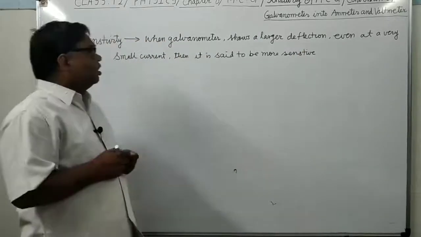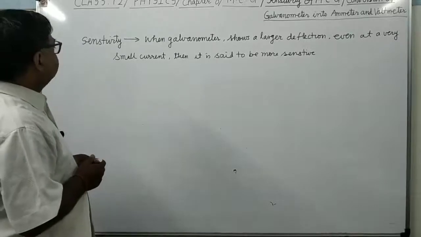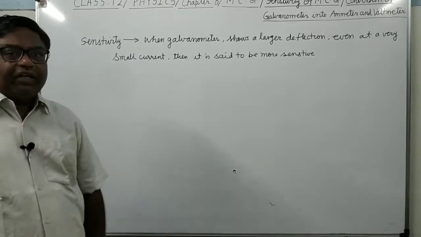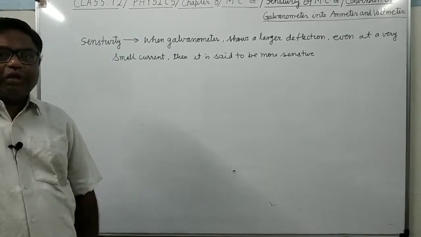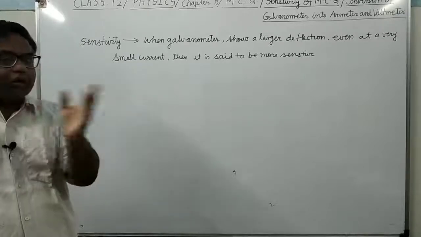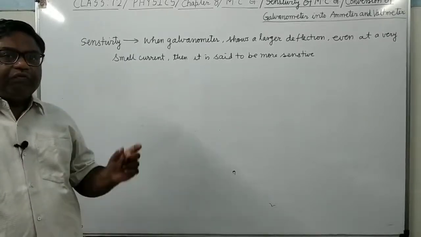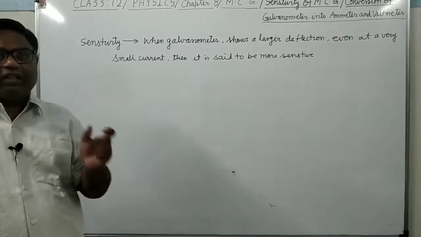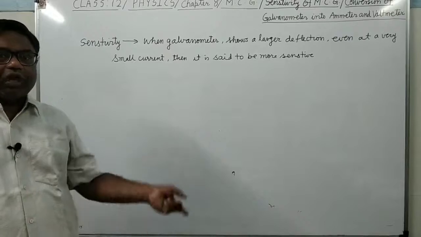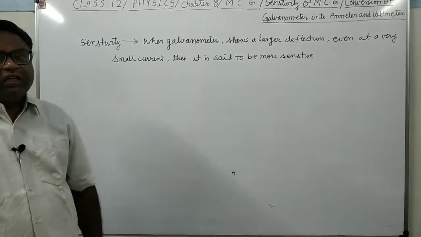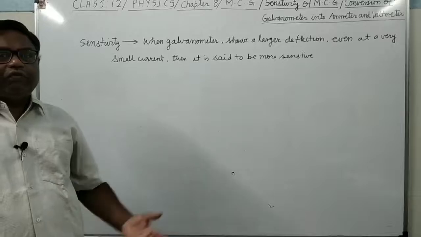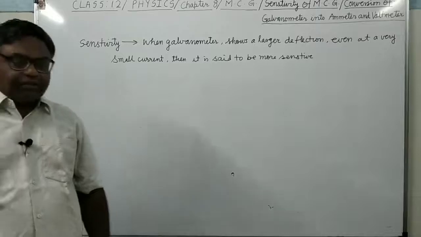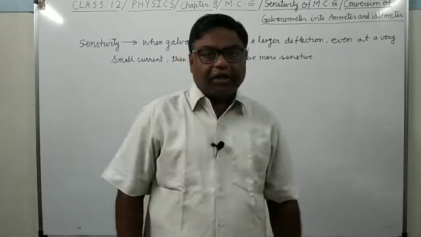Now see here. When a galvanometer shows a larger deflection even at a very small current, then it is said to be more sensitive. Suppose there are two galvanometers. When we pass 1 ampere current in one, and 2 ampere current in the other, both are showing equal deflection. Then which one is more sensitive? The one in which the same deflection is produced by the smaller current.